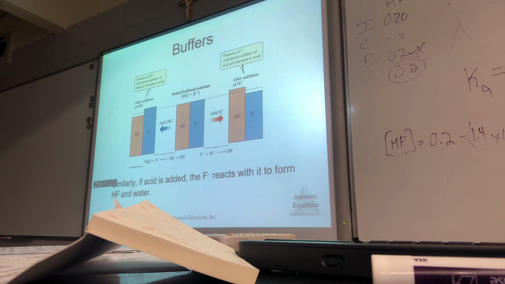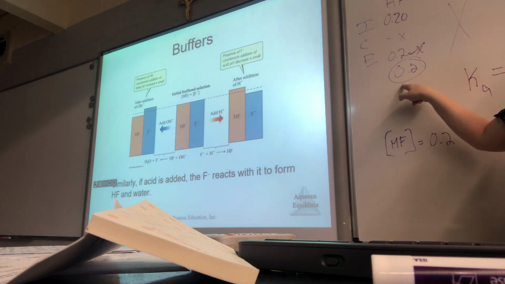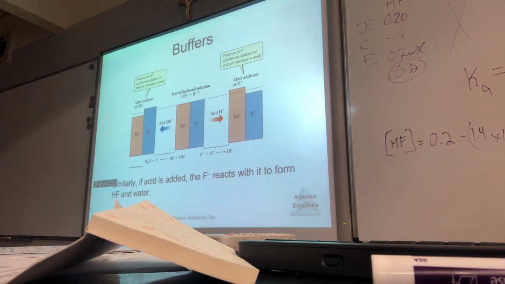So the first time you go through this, you can ignore the change in X. Once you figure out what X is by ignoring it, if it's small enough compared to the original numbers you ignored it for, then you're okay. You can assume that that happened and that that is the answer for the concentration at equilibrium. You cannot just assume that this is going to happen, though, is what I'm trying to tell you.